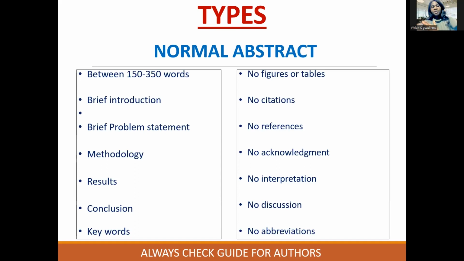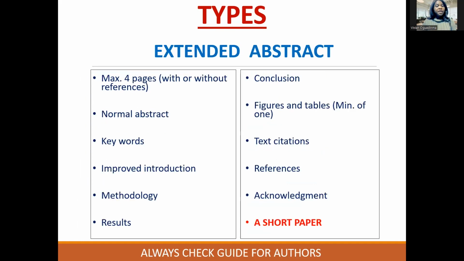A normal abstract is a standalone text, just one paragraph of 350 words without different sections like introduction and methods. Now, the extended abstract is the normal abstract, like I said, with separate sections of introduction, methodology, results and interpretation, then conclusion. It is between 2 to 6 pages, but with an improved introduction. If you made 1 or 2 sentences as the introduction in your normal abstract, you can elaborate on it in your extended abstract.